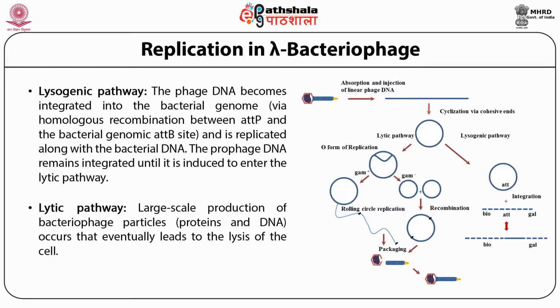Here in the figure, you can see how the two different mechanisms, the lysogeny and lytic cycle pathways, happen. In one pathway, the cell goes to lysis, that is called the lytic pathway, and in the other, the lysogeny pathway, the lambda genome gets integrated in the bacterial genome and remains until the lytic cycle is induced.